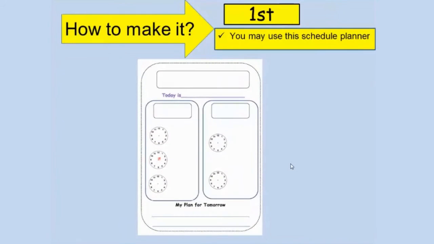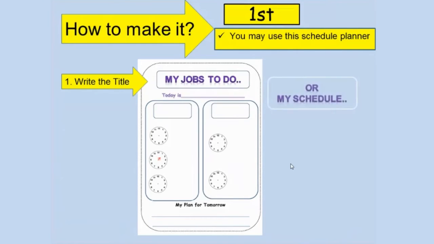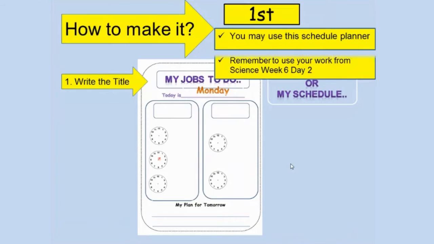First, you may use this schedule planner. It will be provided there in the Google Classwork. You need to write the title. If you want to use the schedule planner, you can just write my jobs to do or my schedule, and then write the day. Remember to use your work from Science Week 6 Day 2.